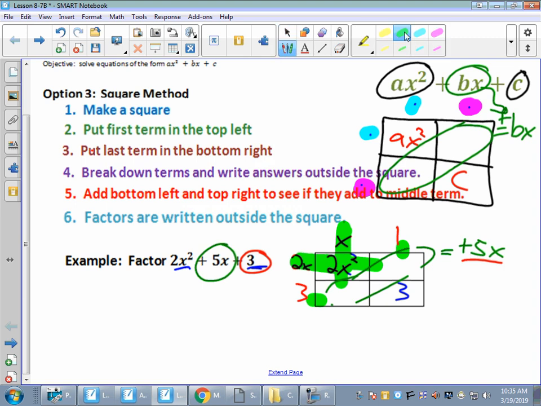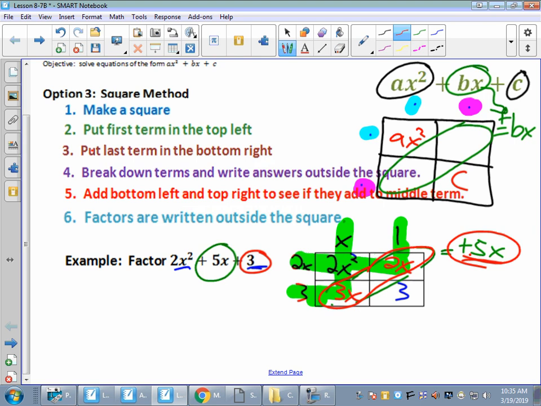If we take our 3 times x, that gives us a 3x here. And then on this side, if we go 2x times 1, that gives us a 2x. Now when we add the diagonal terms here, 3x and 2x, what do we get? Do we get 5x? We sure did. So now we know we have the right answers. Okay, now we know we have the right factors.